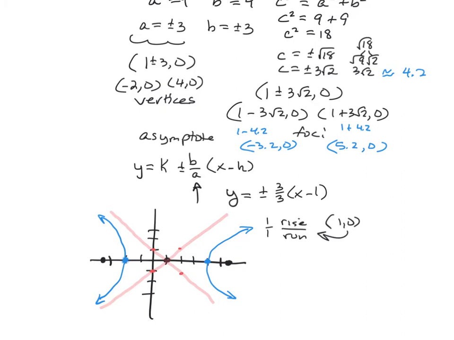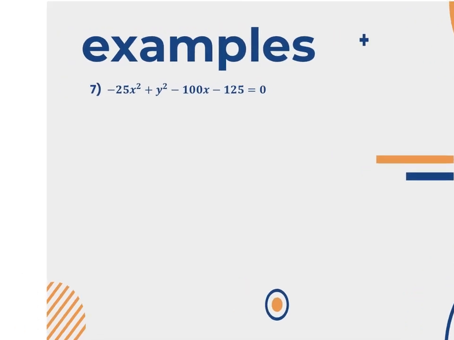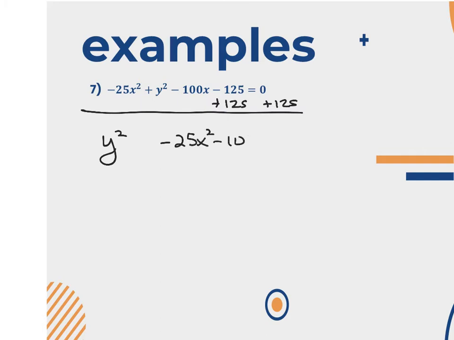Let's try number 7. Notice my x and my y terms have different signs. So little clue, probably again another hyperbola. I'm going to just move my constant to the other side. I'm going to write my y squared first because it's positive. Then I'm going to write the x terms, so negative 25x squared minus 100x equals 125.